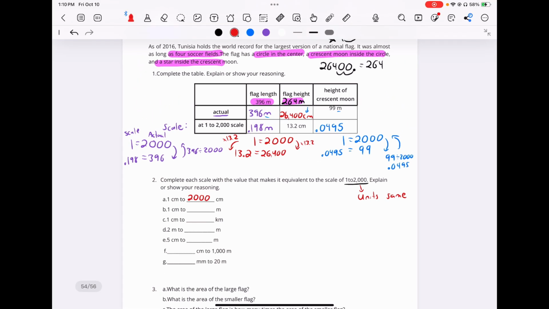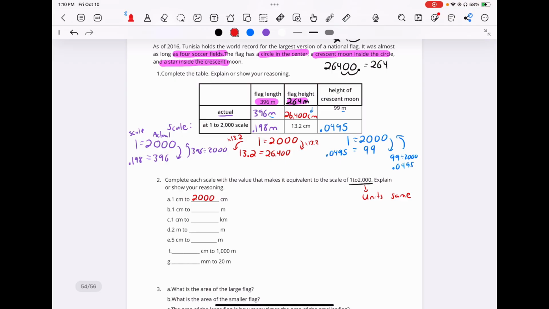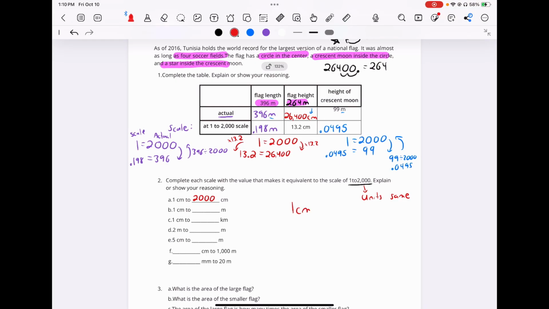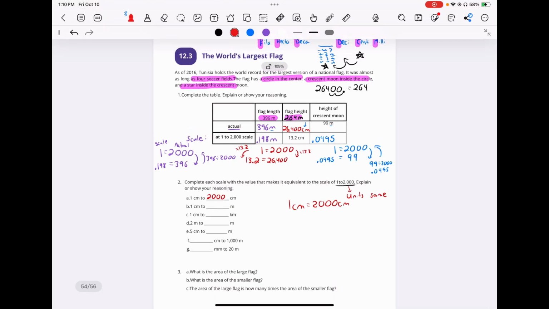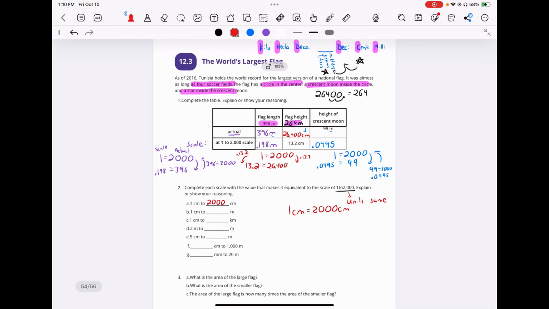For B, I have 1 centimeter is a certain number of meters. So I already know that 1 centimeter is equal to 2,000 centimeters. But now I have to convert my centimeters into meters. So I use my metric conversion. I'm starting at centimeters, moving to meters. So I'm starting and moving 2 units to the left. So I'm going to move my decimal 2 units to the left as well. End up at 20 meters.